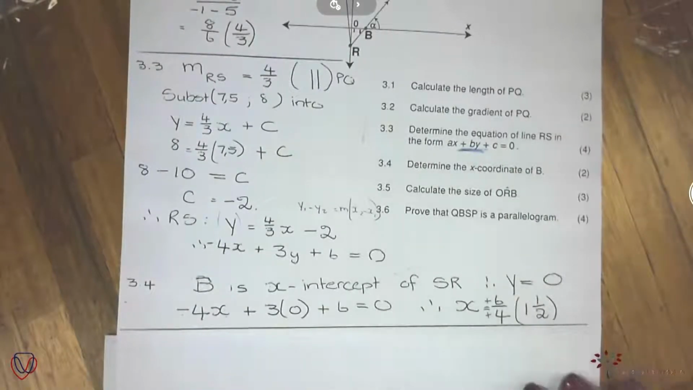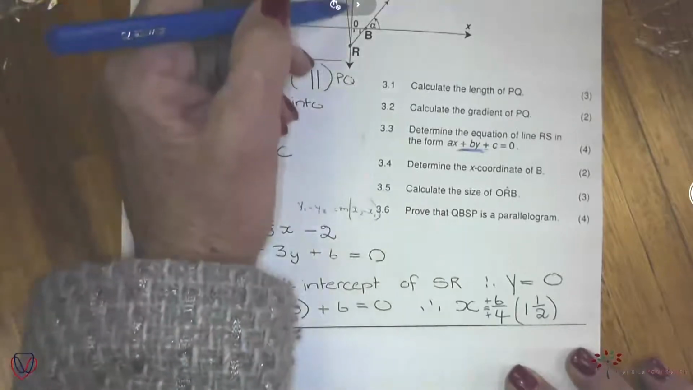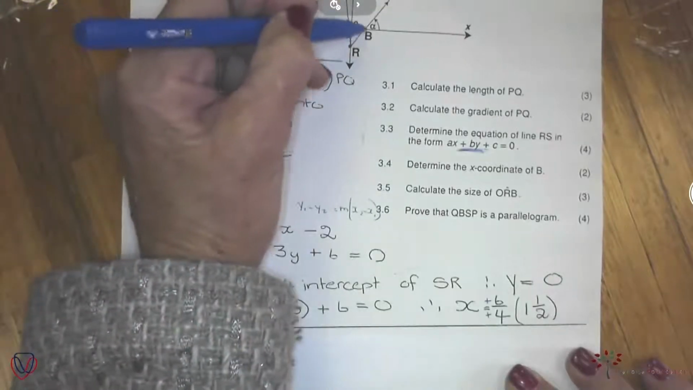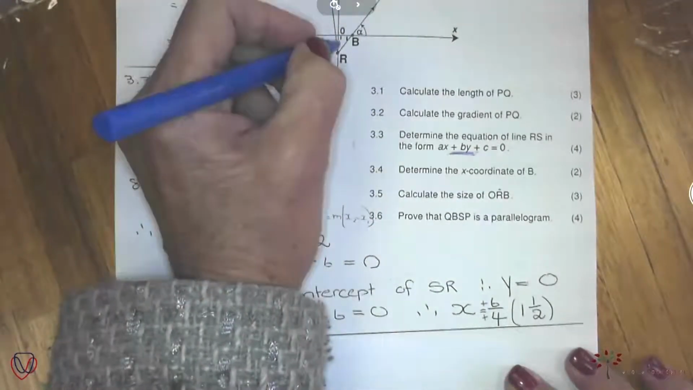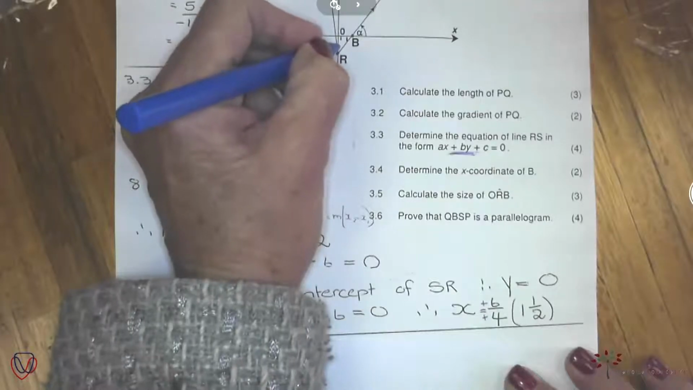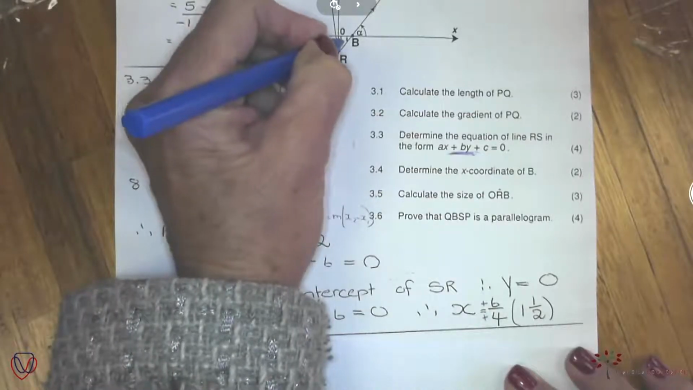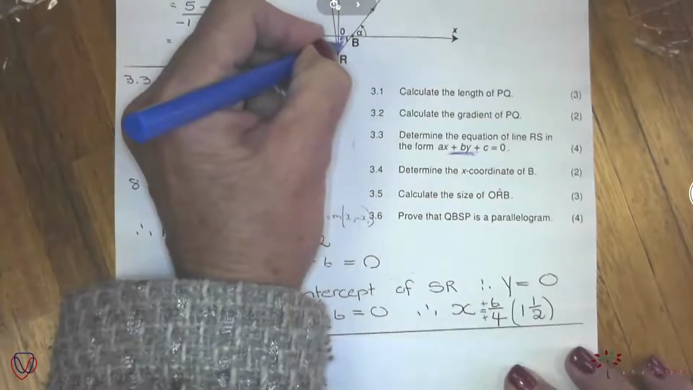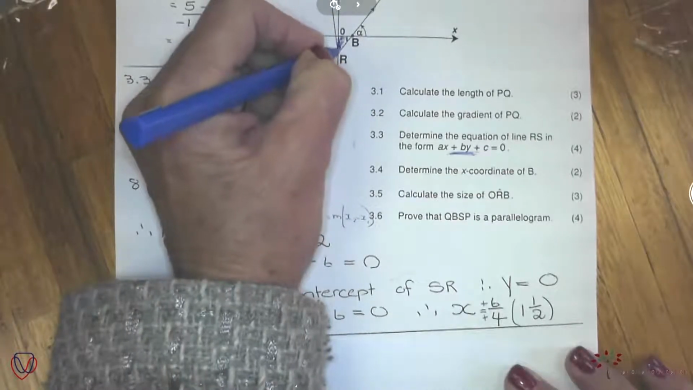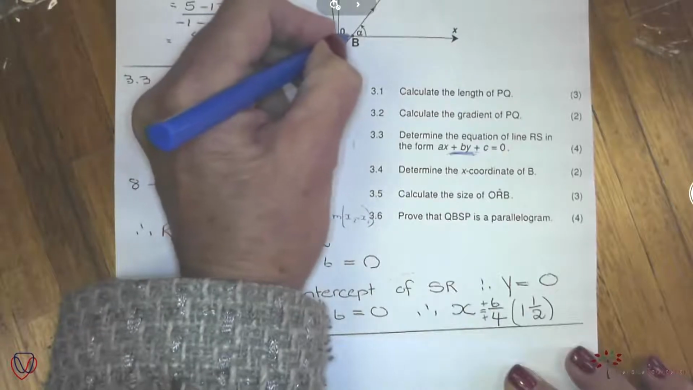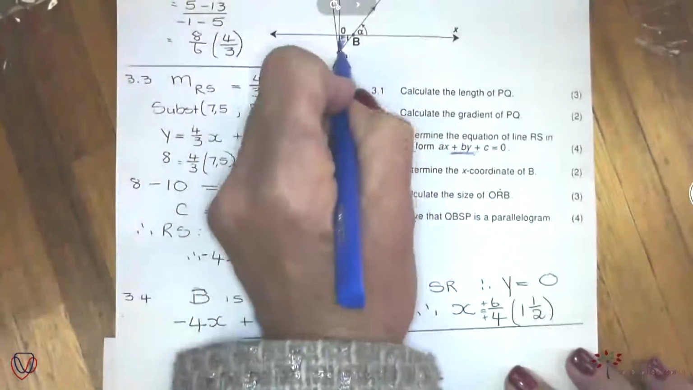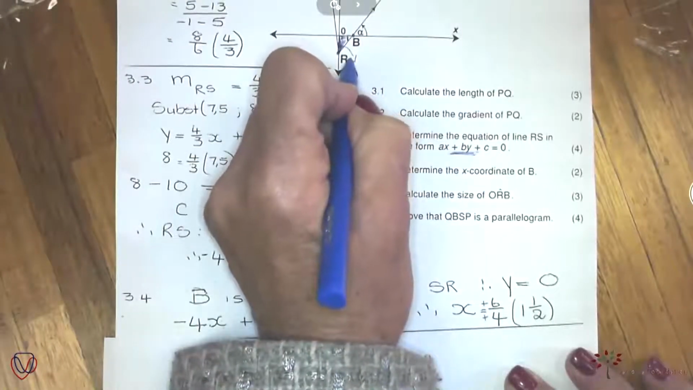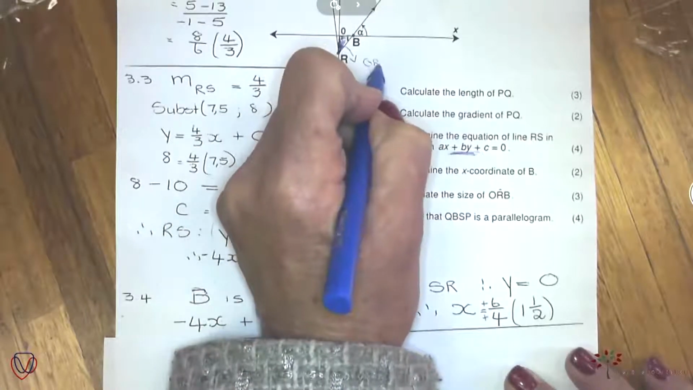3.5. Calculate the size of ORB. ORB. There's the sketch. There it is. ORB. It's this angle. Let me color in that little triangle. It's that little R in the triangle, not outside the triangle. That one. There. Have you got it? Okay. They want this angle. This one. ORB.